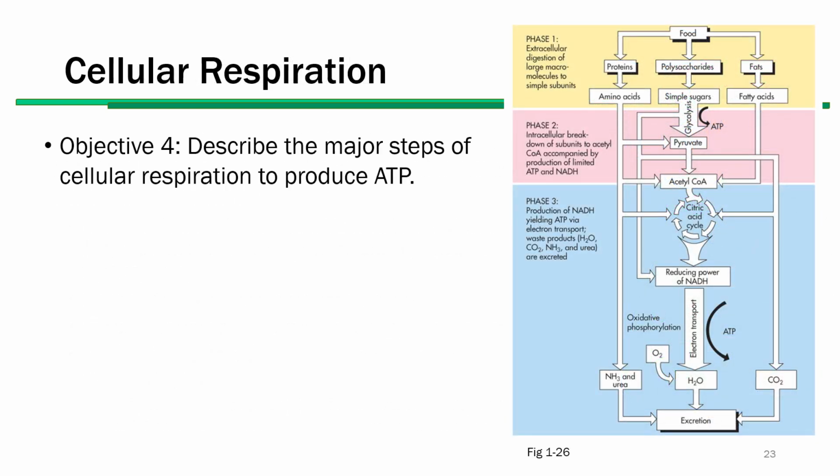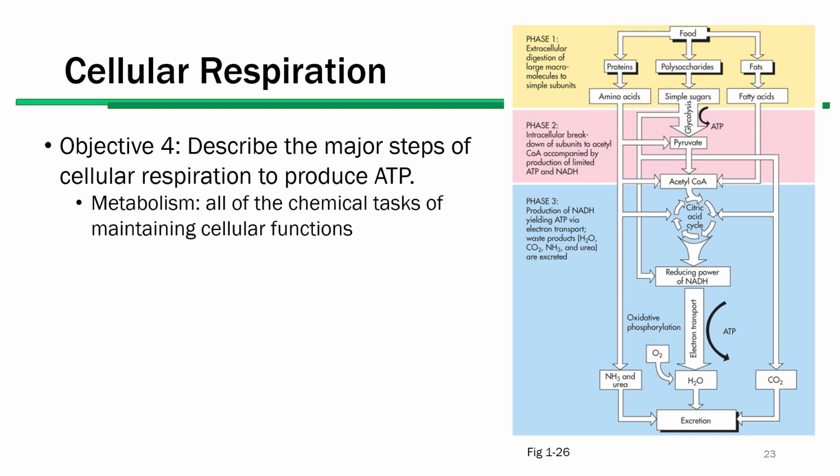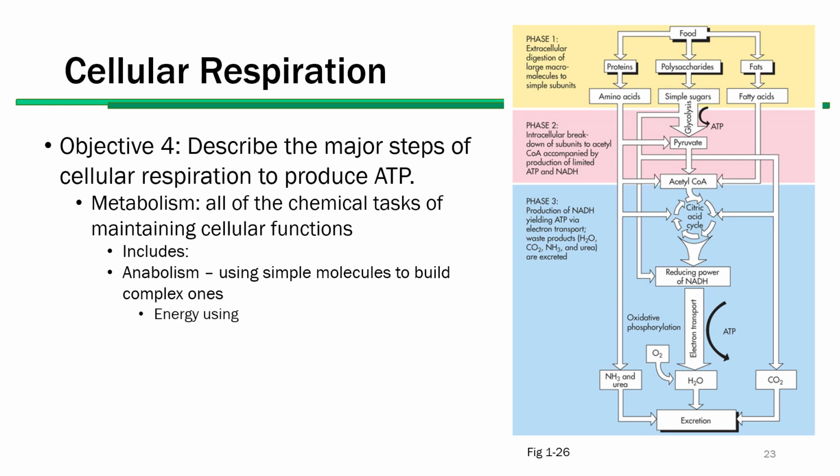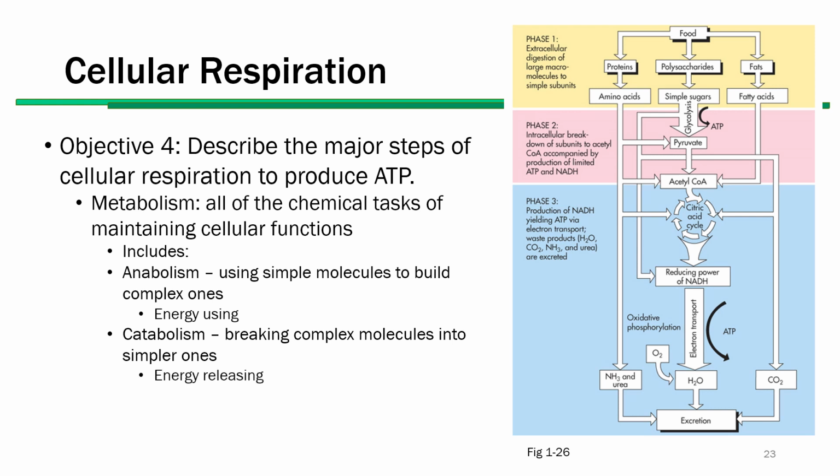Objective 4. Describe the major steps of cellular respiration to produce ATP. Metabolism is all the chemical tasks of maintaining cellular functions. It includes anabolism, which is using simple molecules to build complex ones, which uses energy, and catabolism, which is breaking complex molecules into simpler ones, which releases energy. The way I remember these two is I always think of a cat breaking things down and releasing all this energy. That reminds me which one's anabolism and which one's catabolism.